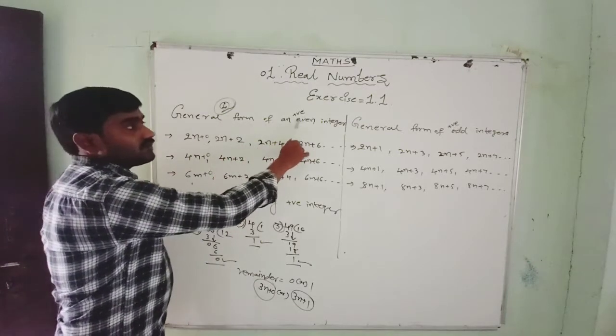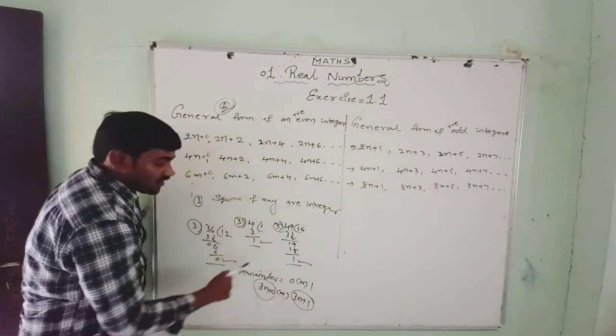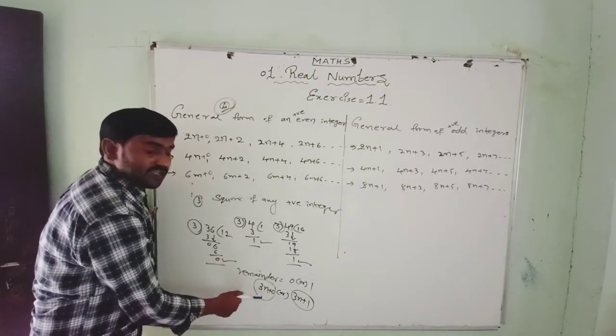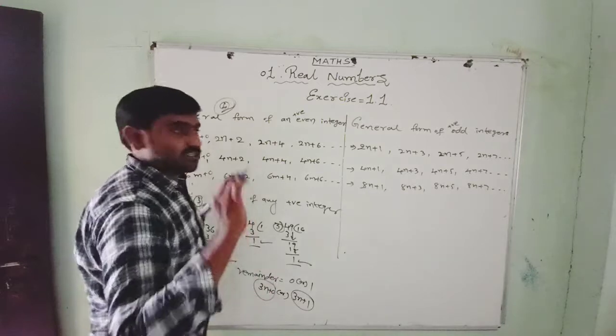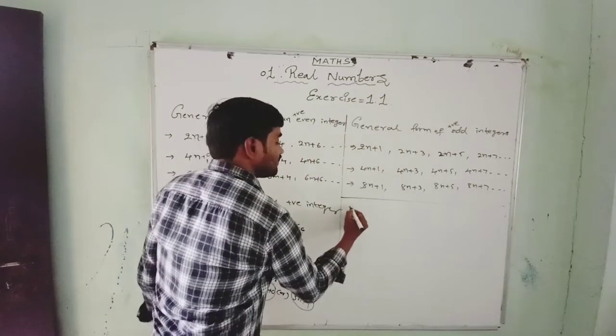Here general even numbers will be in this form. The odd numbers will be in this form. So square of any positive number will be 3n or 3n plus 1. It is in this form when you divide by 3, because the third question will be like that.